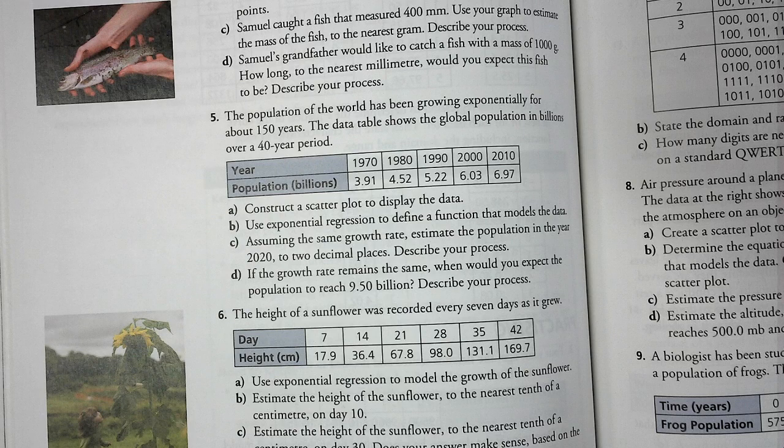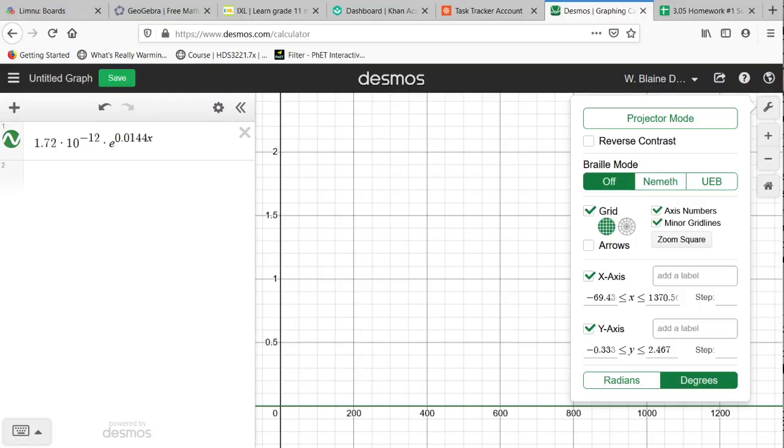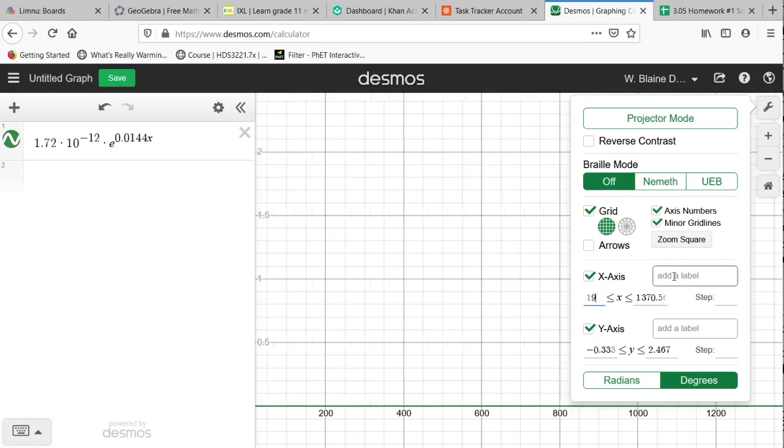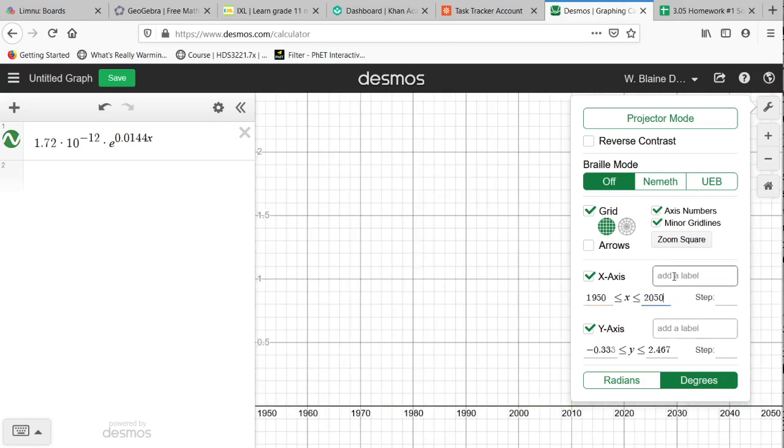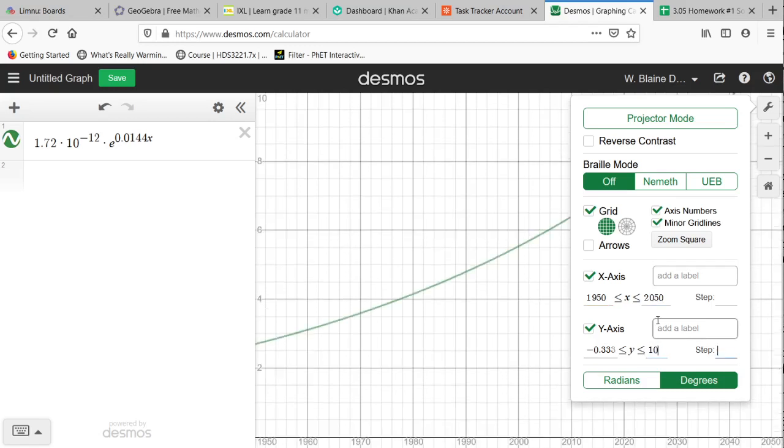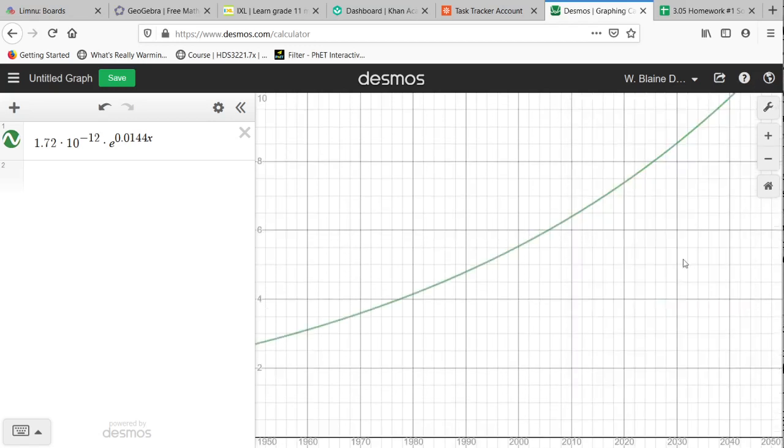So we want to be looking at sort of a range. The years go from 1970 to, say, 2050, which should capture everything. So let us go back, pick an x from 1950 to even 2050, and then the y-axis should go up to 10. And now we seem to be getting some data here. We're getting somewhere. We've got a graph we can work with.